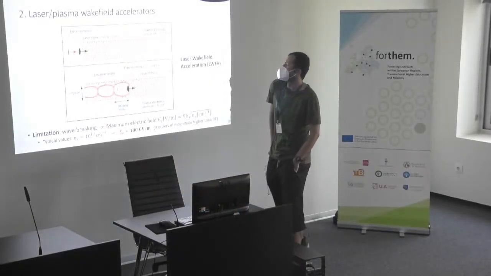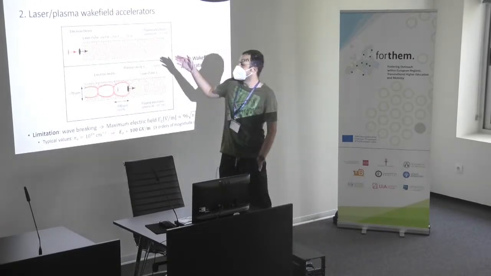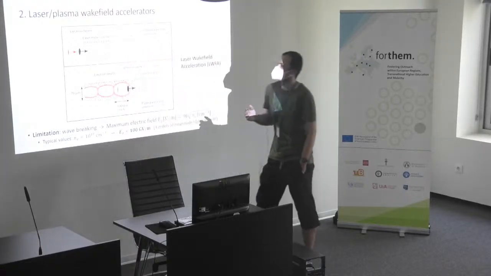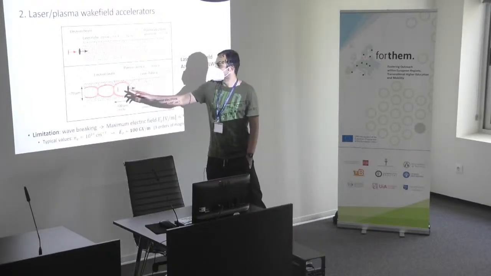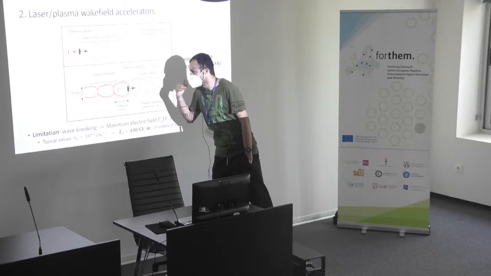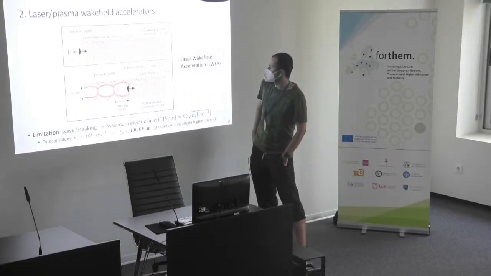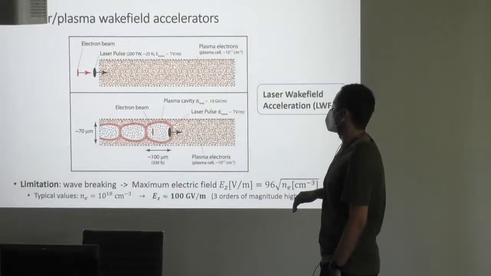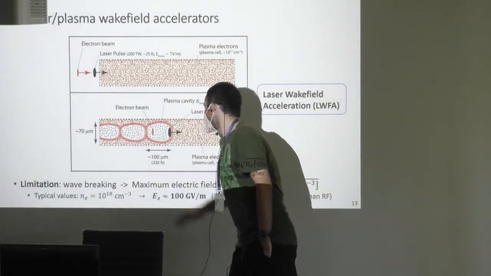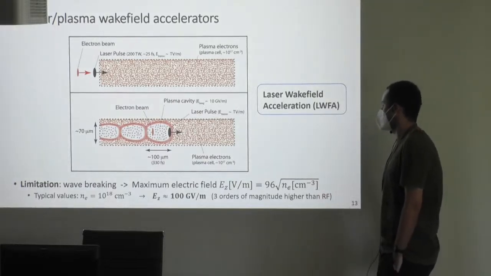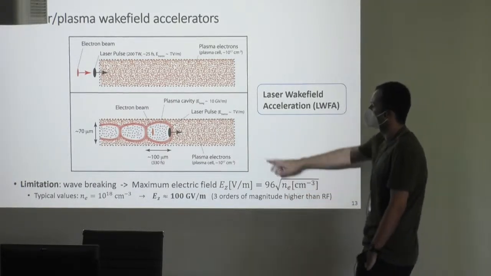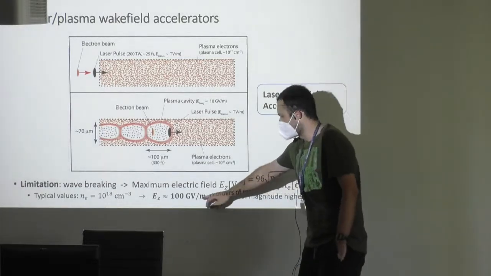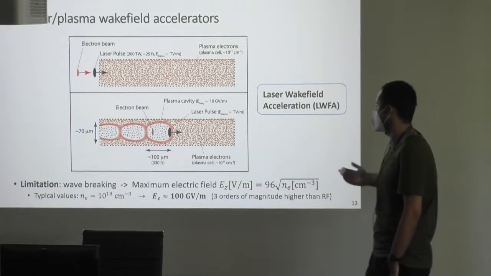So the idea of this technique is basically to insert a laser in a plasma. This laser creates the bubbles, and then we inject the electron beam that we want to accelerate at the proper distance so that these electrons are trapped and are always accelerated. This technique is called laser wave field acceleration because it uses a laser, and the basic limitation is the wave breaking. The maximum electric field that we can obtain is proportional to the square root of the plasma electron density. For typical values of this density, this maximum electric field is about 100 gigavolt per meter, that is 3 orders of magnitude higher than for RF technology.